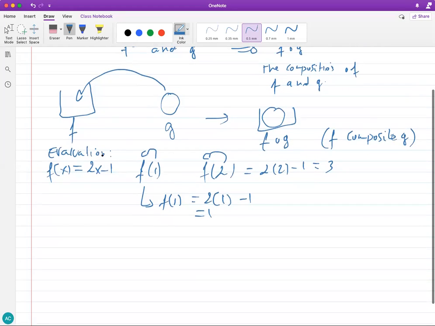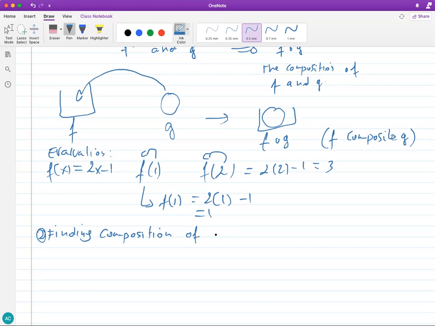Okay, and let's see how to do that with actual functions. So, finding composition functions. For that, we're going to need at least two functions. Let's say f of x, maybe 3x plus 2. Let's get another one, some other function, for example, 5x. Okay, f of x, g of x.